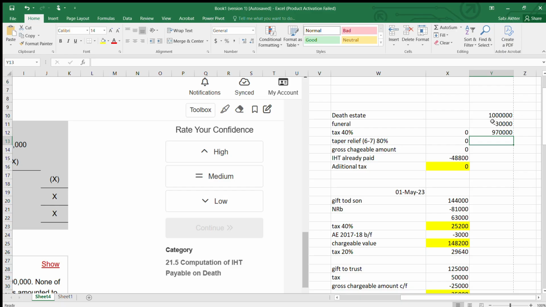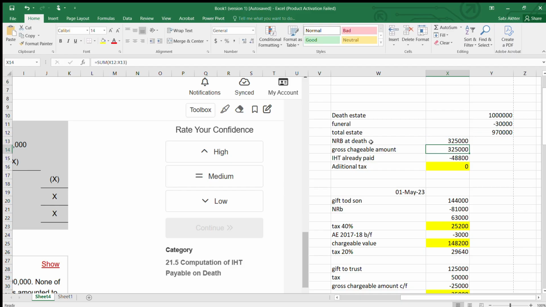So total estate is 970,000. Now the nil rate band at death is 325,000.